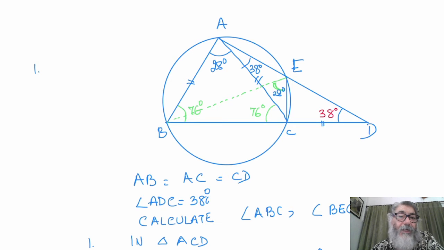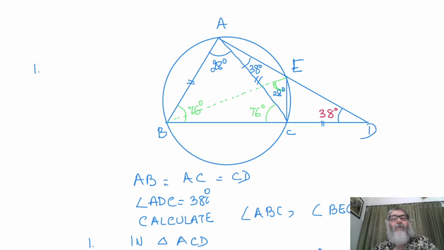When angle ACB becomes 76, angle ABC also becomes 76. Why? Because the condition given is that AB is equal to AC. Sides of the triangle are equal. If two sides of a triangle are equal, angles opposite to them will be equal. So ABC is equal to ACB, 76, 76.